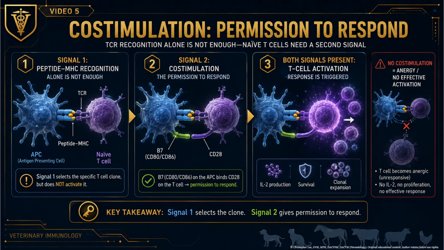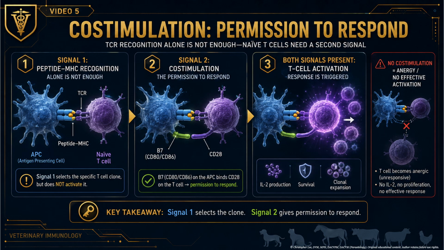Naive T cells usually need more than one signal. Signal 1 is antigen recognition. That happens when the TCR recognizes a specific peptide MHC complex on an antigen-presenting cell. Signal 1 tells the immune system, this is the clone that matches. But signal 1 alone is not enough for a strong naive T-cell response. Signal 2 is co-stimulation. A classic example is B7 on an antigen-presenting cell binding CD28 on the T-cell. You can think of signal 2 as permission to respond.